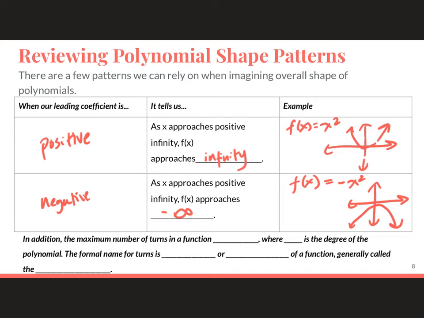In addition, the maximum number of turning points in a function is n minus 1, where n is the degree of the polynomial. And when I'm talking about terms, that's actually kind of an informal name for maximums or minimums, so maxima or minima for plural. Generally, the maxima or minima of a function are called the extrema, or the extremes. Your max or min is going to be those bumps and curves that you see in your graph when you actually graph it.